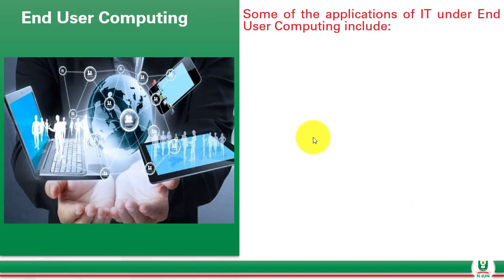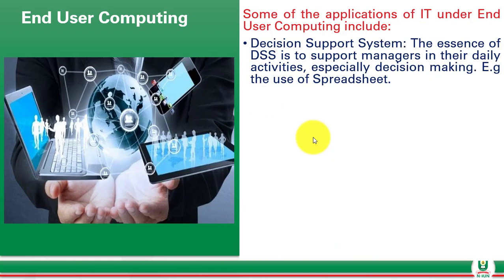Then let's quickly look at some of the applications of IT under end user computing. And this includes decision support system. The essence of decision support system is to support managers in their daily activities, especially in the decision-making process. Now, as a manager, for instance, or as the head of the school, when you have the skills and the competence and you have the IT facilities to use Microsoft Excel, you will be able to calculate maybe the percentage of the enrollment, the student scores, and some other things. Okay, and this allows you to take critical decisions concerning your school.